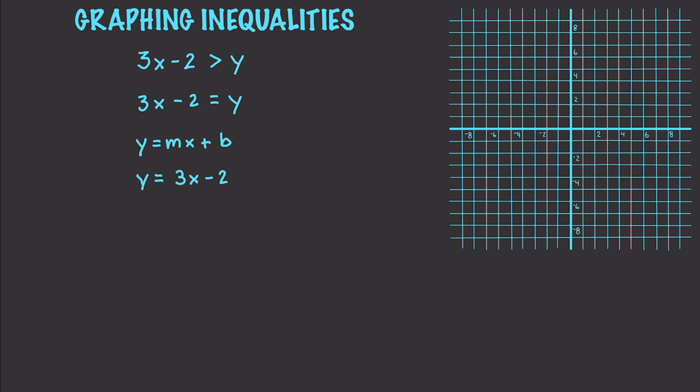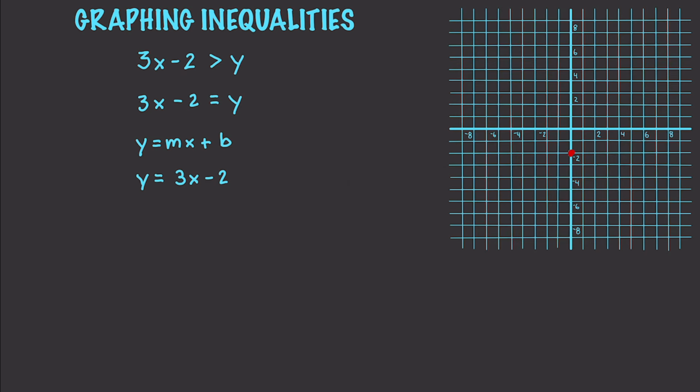I'm going to go and find my y-intercept. What is my y-intercept? It's right there. So it's going to be 0 and negative 2, which is going to be right here on our graph. And maybe you can see it better if I go and draw it like that. I don't know. Either way.